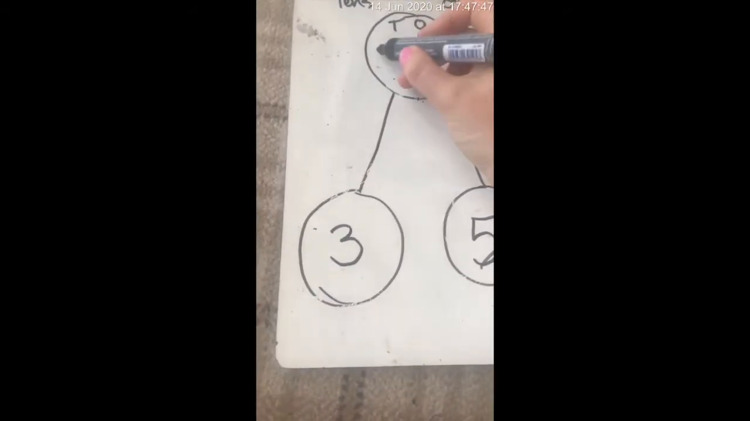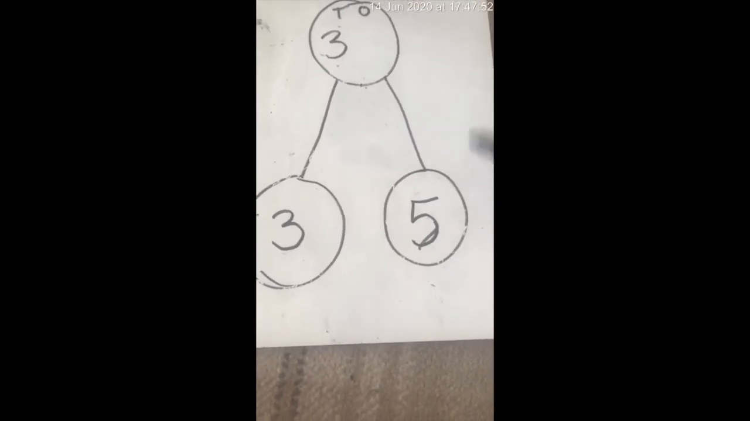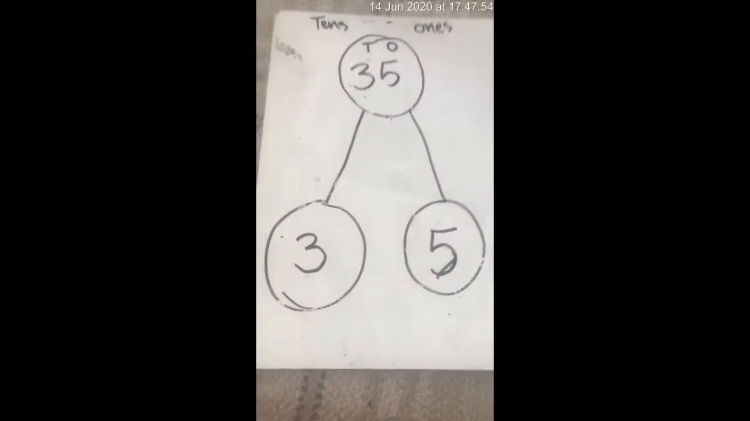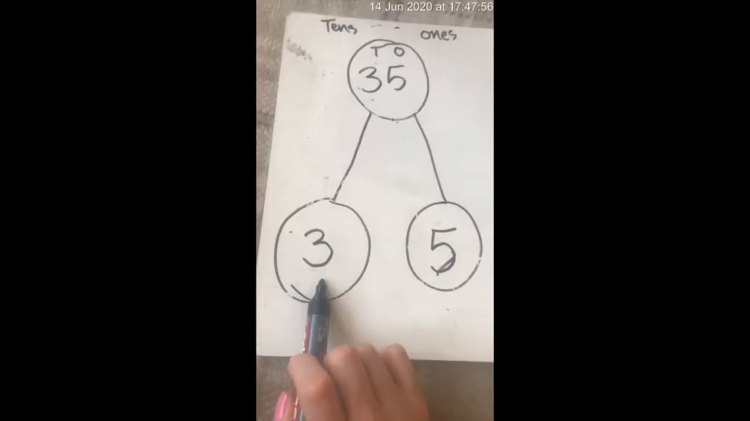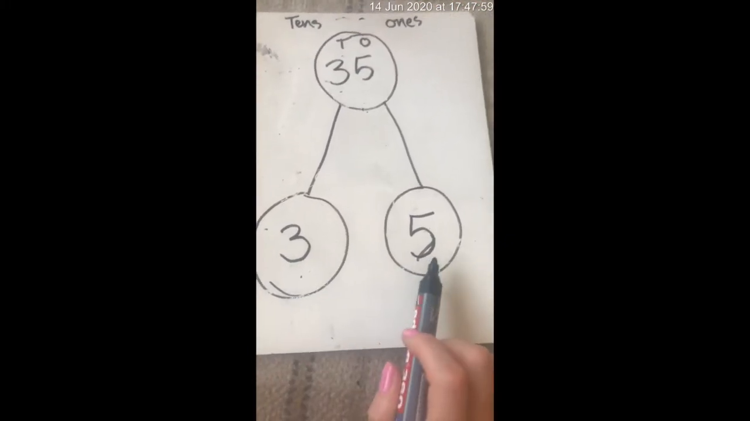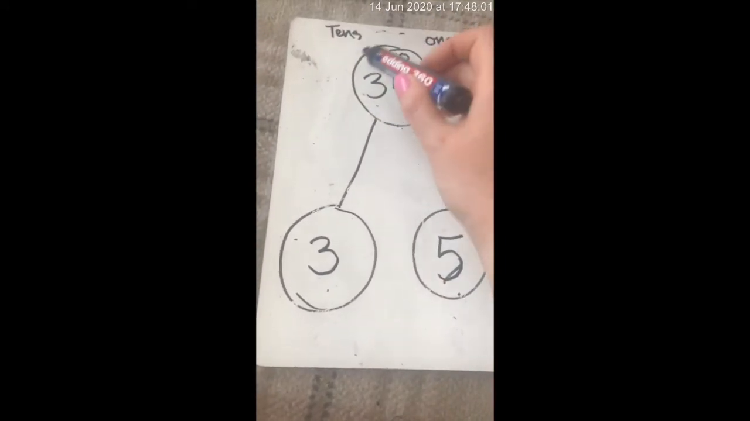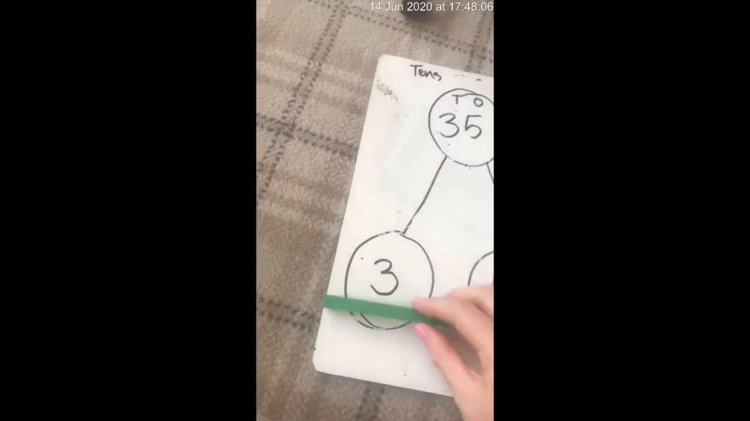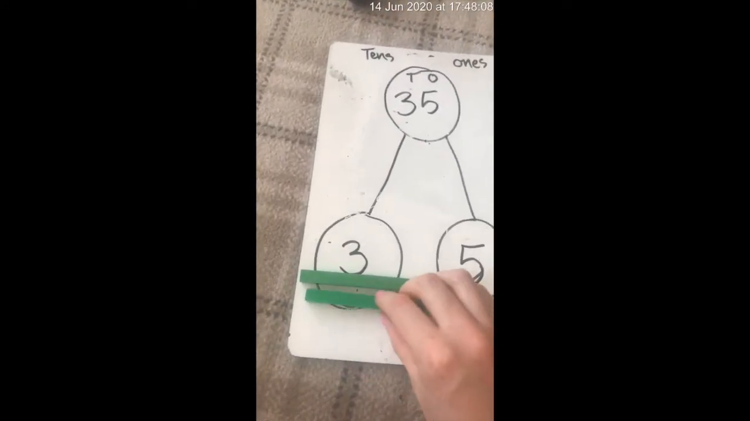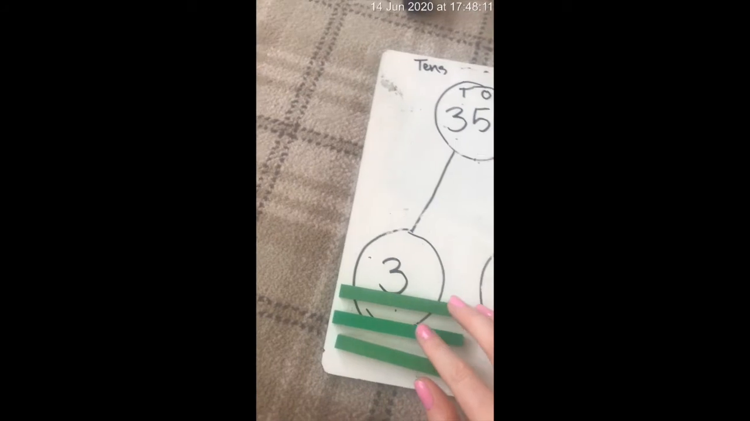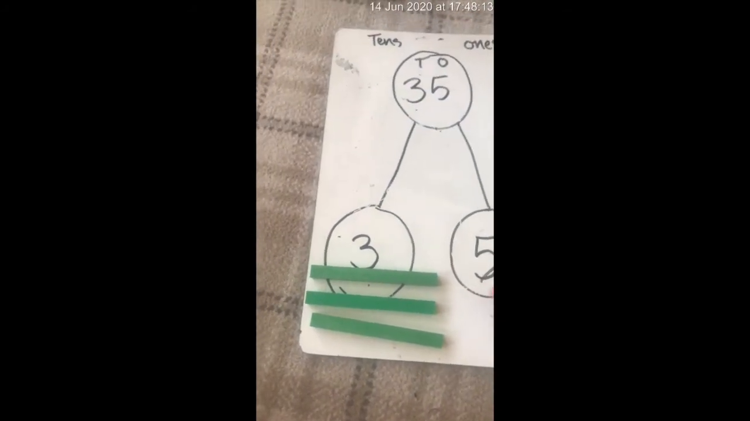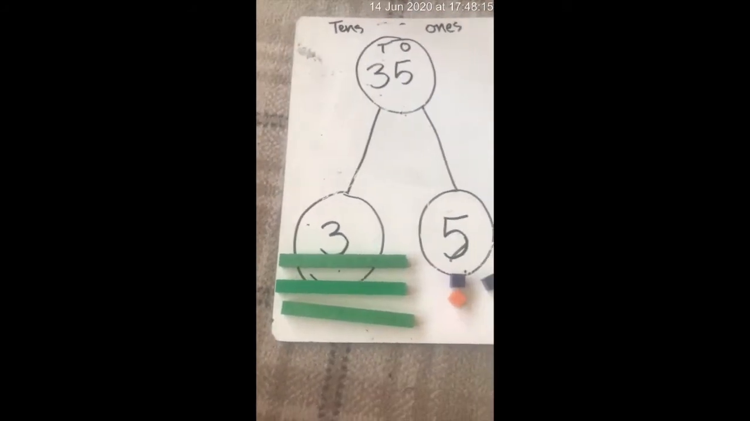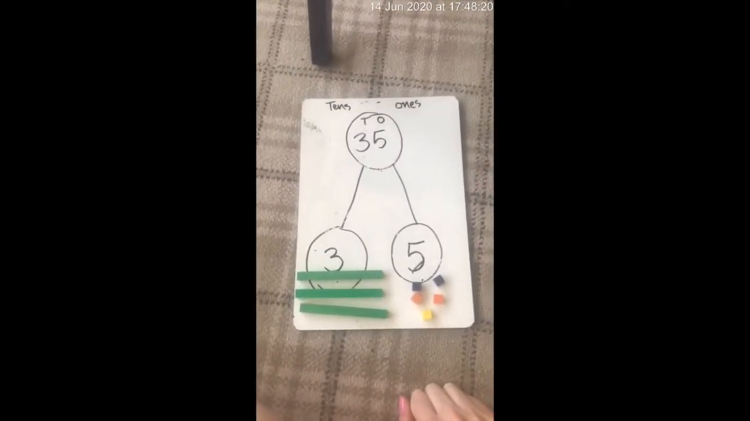I've got 3 tens, don't I? How many ones do I have? I've got 5 ones. So altogether, my digits 3 and 5, 3 tens, 5 ones, gives me my whole, which is 35. Okay, and I can show that using my Deans to double check. 3 tens and 1, 2, 3, 4, 5 ones.